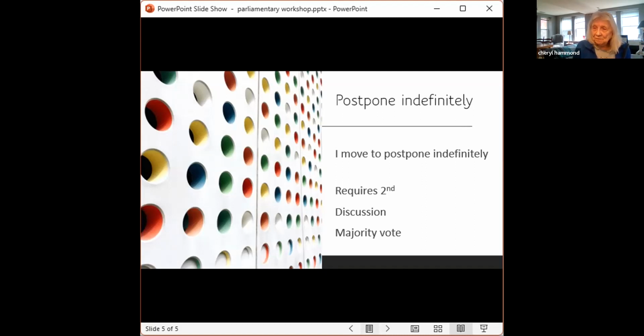It requires a second. And then you can discuss. Now the discussion can be about the motion or about postponing anything. In the previous one, postponed to a definite time, you can only discuss the postponement, not the motion itself. But this one you can discuss anything, and it takes a majority vote. If it passes, then the motion is off the table for that meeting. So all discussion stops about that motion. However, anybody can bring it up again at a future meeting. So it's only killed for that meeting.